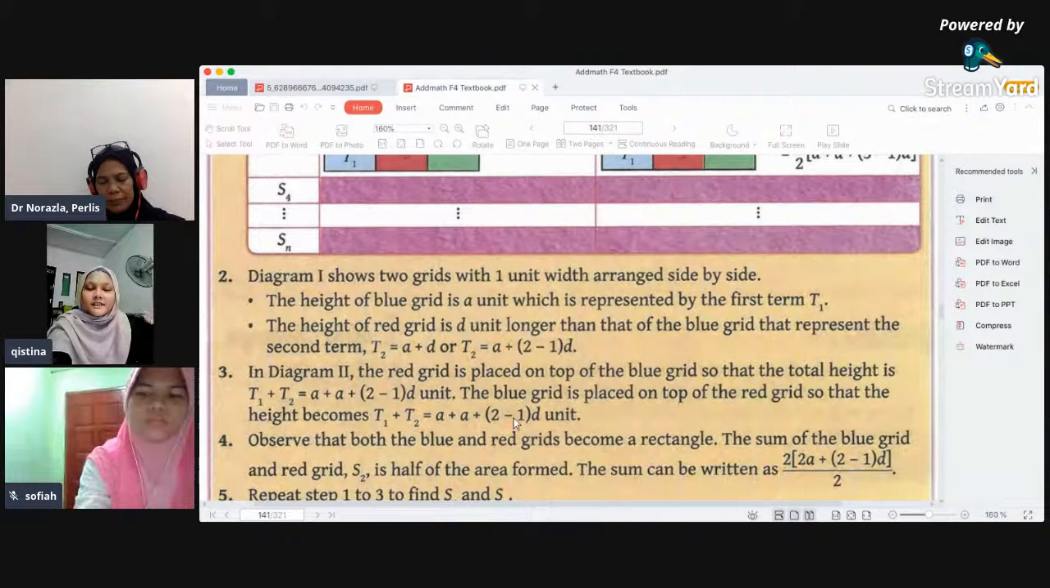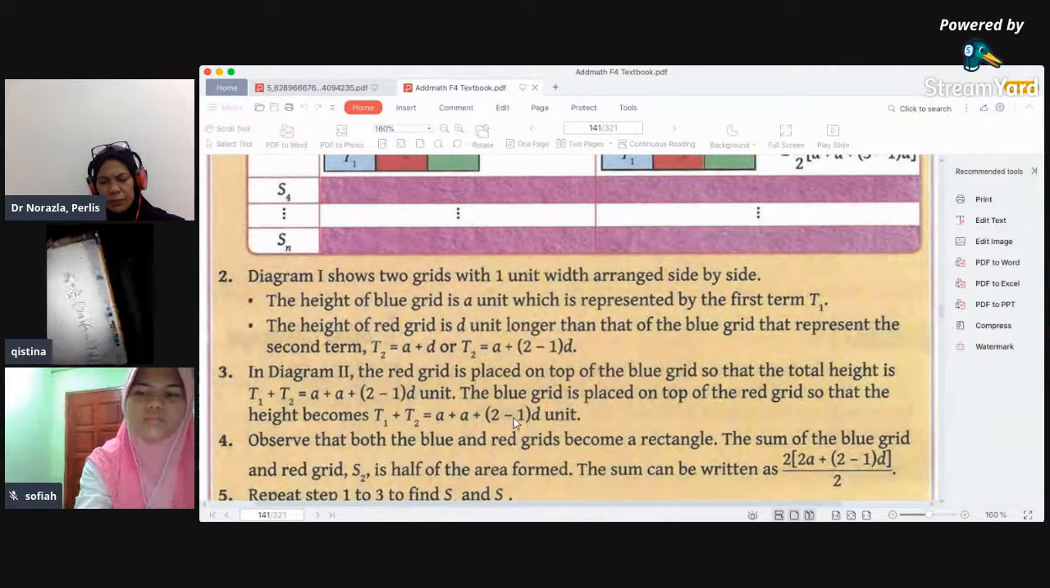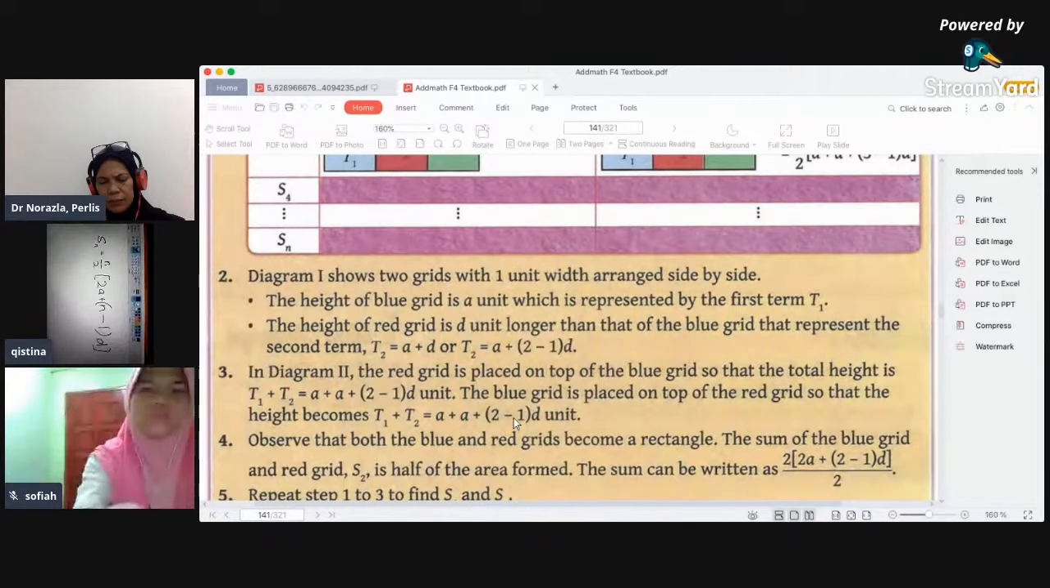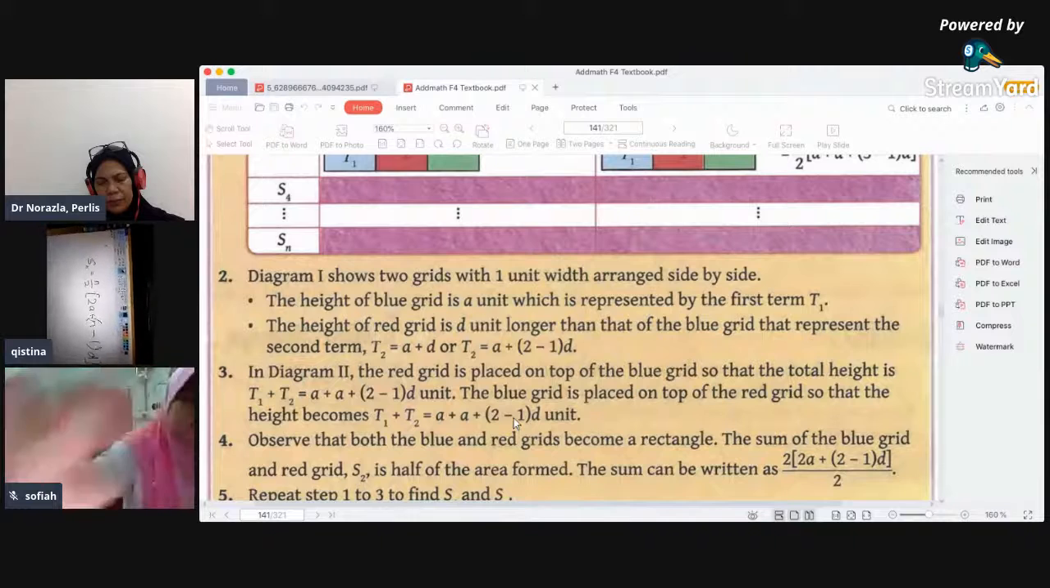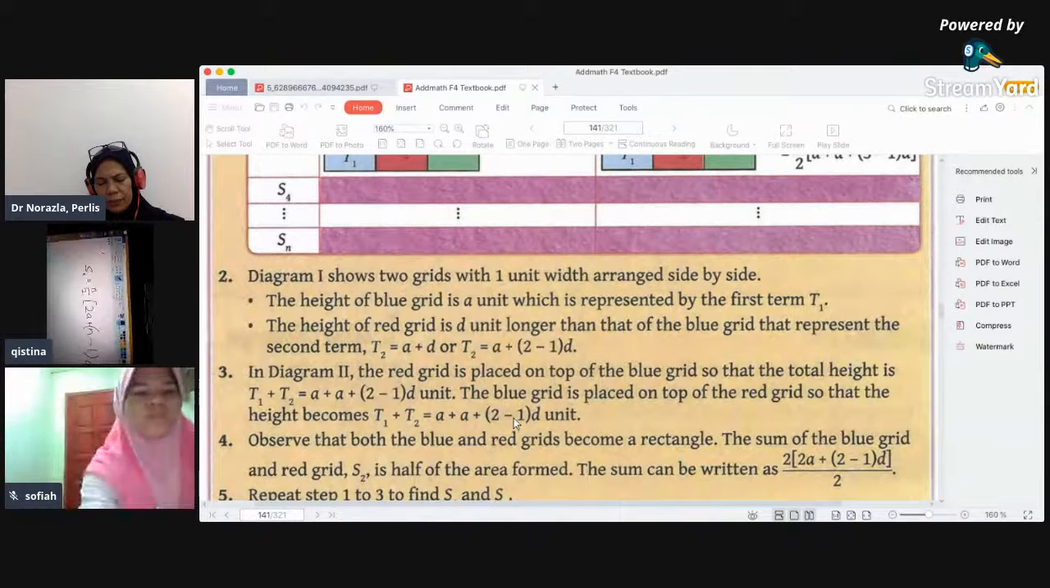By comparing all the results of the sum of the terms that we got just now, S2, S3, S4, we obtain the same thing. We get that all of the answers just now have the same things.